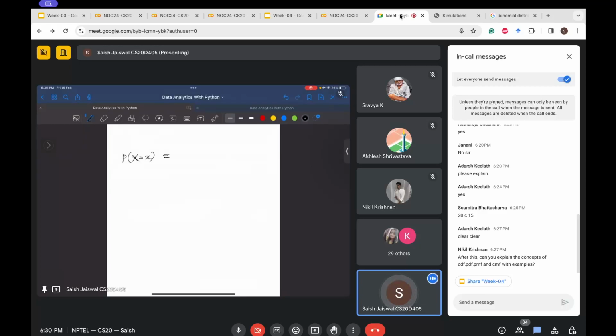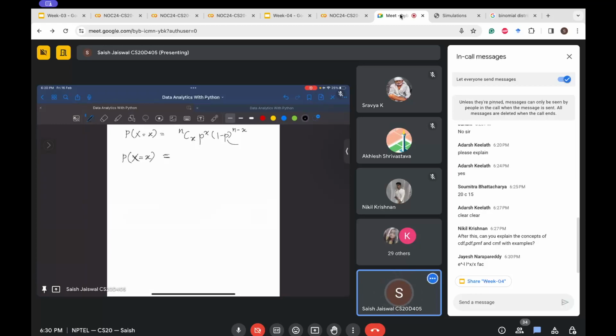For the binomial distribution, it was nCx p to the power x (1 minus p) to the power n minus x, where this p is known as the parameter of the distribution.